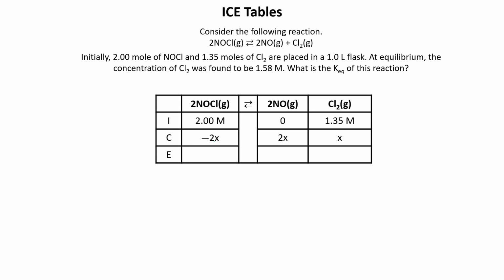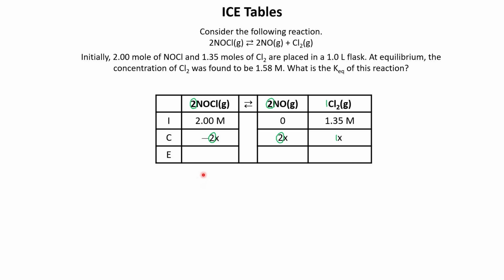And just as a reminder, we have a 2 here because in our balanced chemical equation, that is a 2, and the same is true for our nitrogen monoxide. Of course, our x here is just a 1x because there's a 1 in front of the chlorine. Just yet another reason to make sure that any chemical equation you're working with must be balanced.